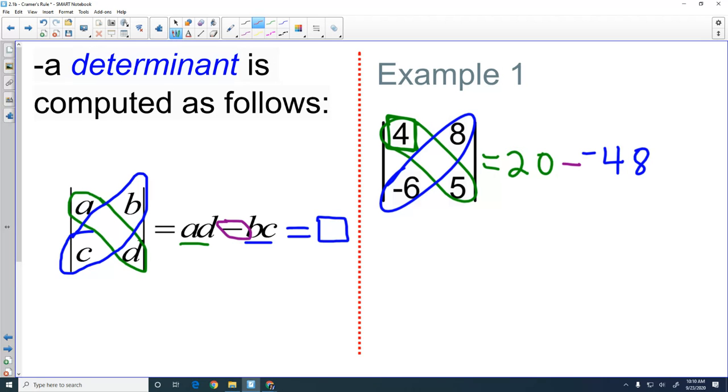Remember, whenever you're subtracting a negative, that's the same thing as adding a positive number. So really this is 20 plus 48, which you can all do without a calculator, and get 68. And that's it. That's how you calculate a determinant. You just multiply two sets of numbers and subtract them. Done. For this new method, you just have to do that 3 times.